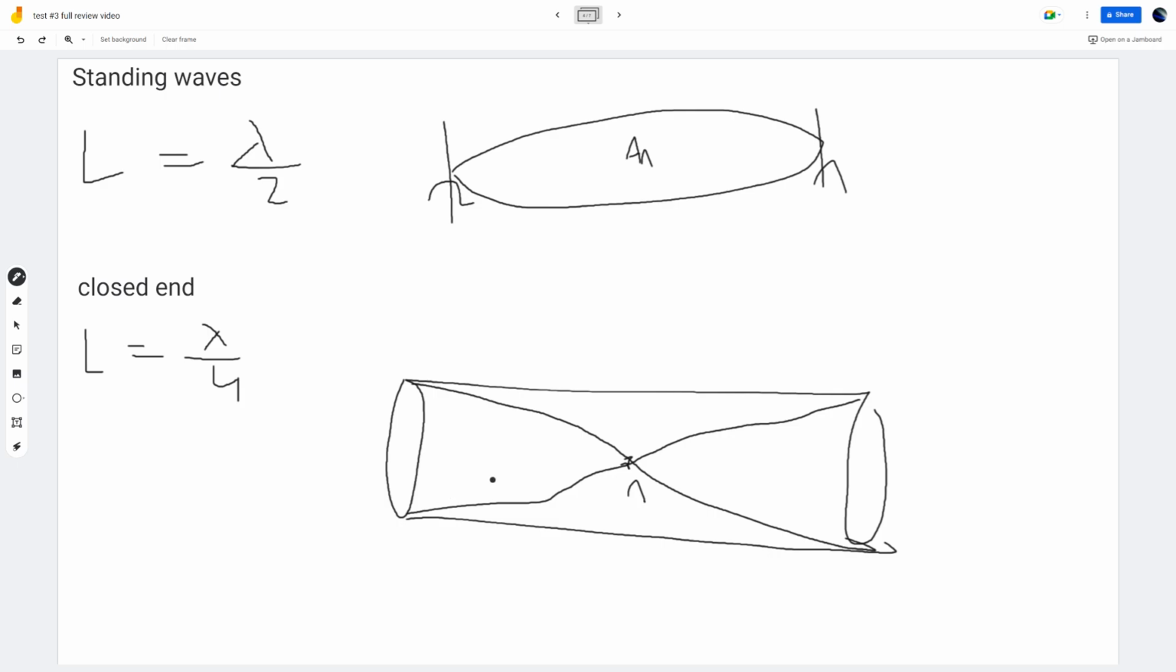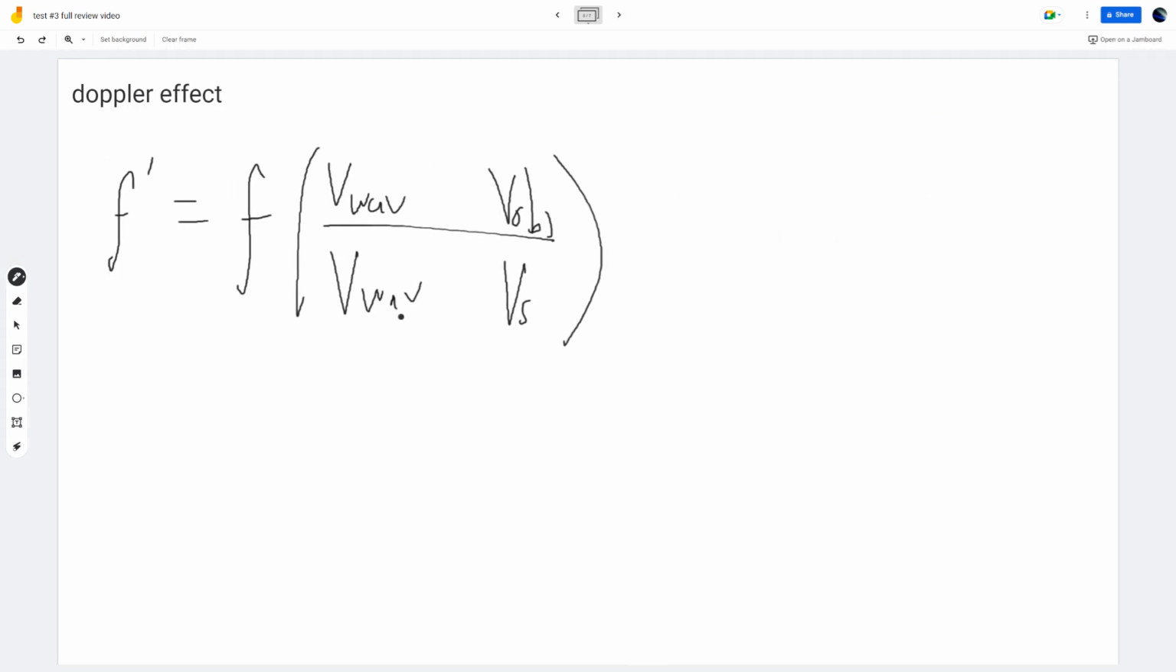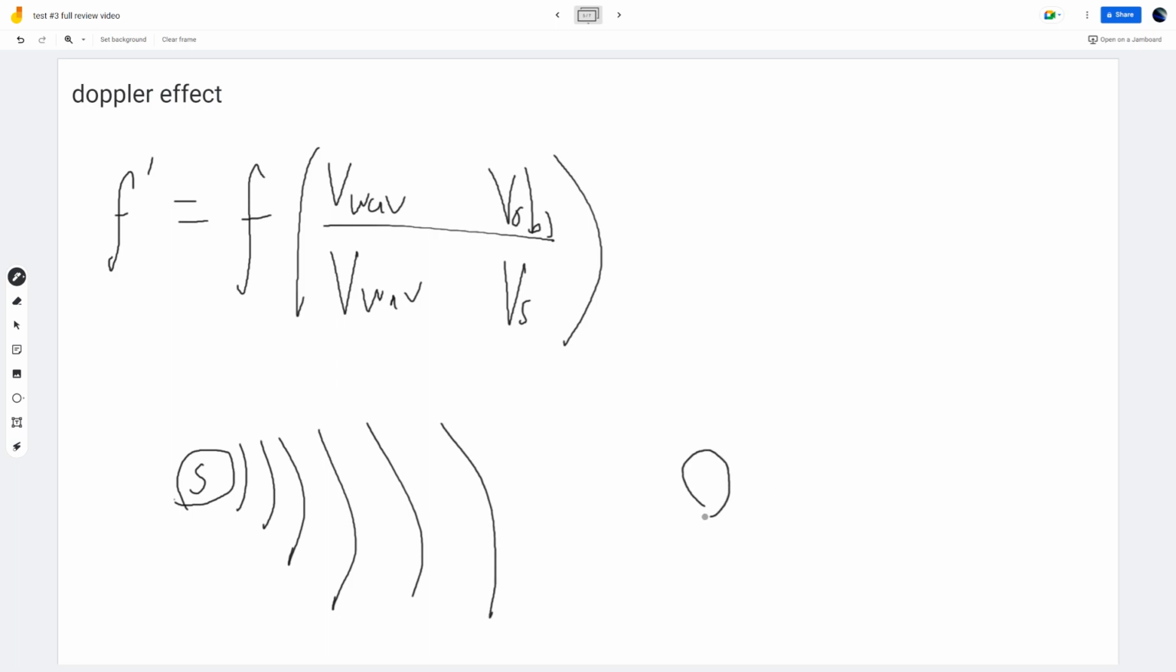Let me see what else. The next thing we have is the Doppler effect. I'm not going to go into too much detail with this, but say we have a source here, and it's shooting out some sound waves, and then we have an observer here. Depending on the velocity of this source, if it's there and the observer's there, these waves are going to sound faster or slower.